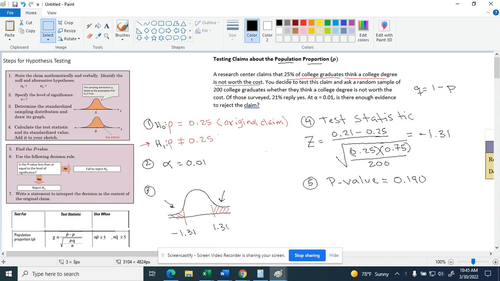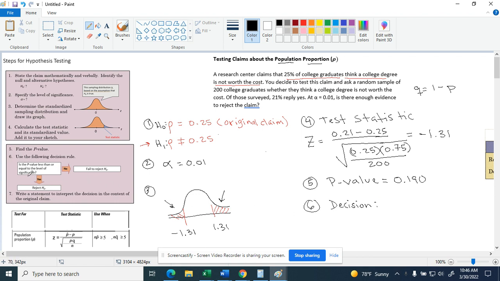All right, so let's continue with the steps. I already found the p-value. That was step 5. Now let's do step 6. And in step 6, basically what we're going to do is make a decision. Now, if you're wondering what decision you're going to make, look at step 6. I gave you a flow chart here.